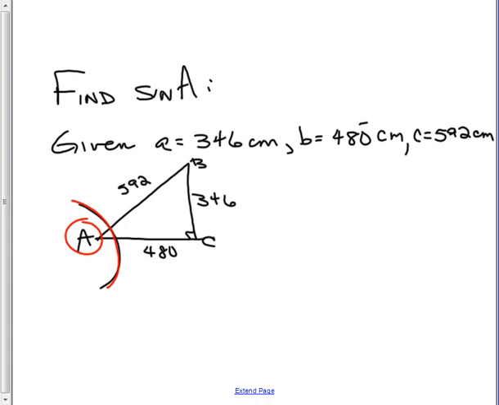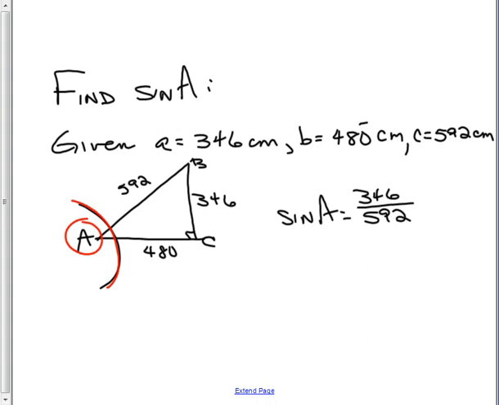We have an excessive amount of information. We didn't need to know all 3 sides. We only needed any 2 of them. But we got all 3, so we can do whatever we want. I like sine. Is everybody good with sine? Good. So sine of angle A is the ratio opposite over hypotenuse. So I'm going to do 346 over 592.